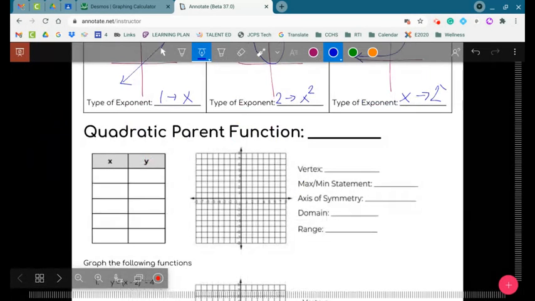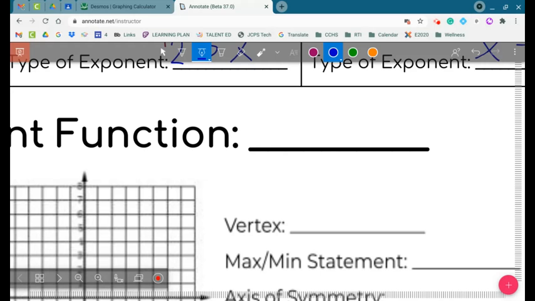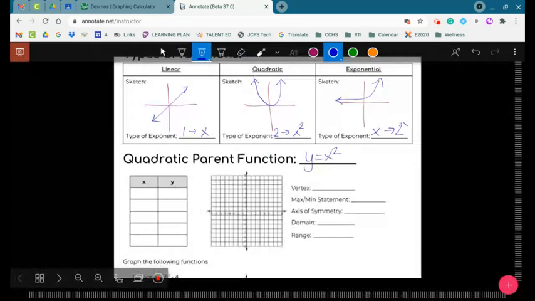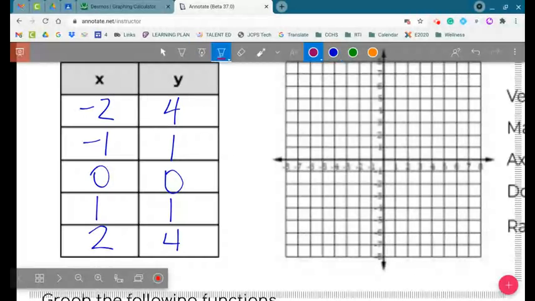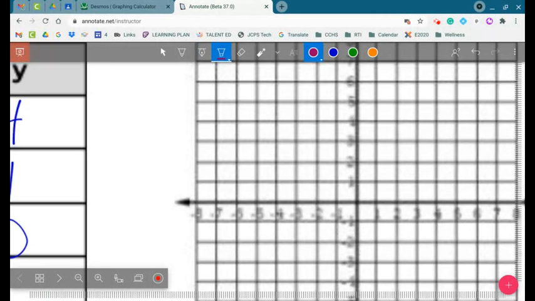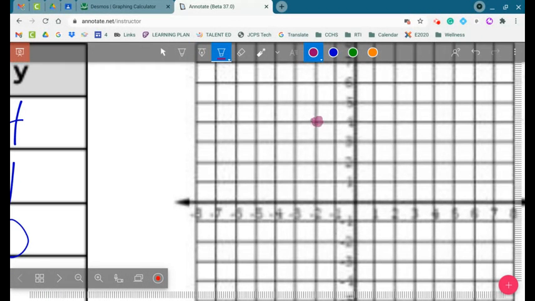Okay, so now let's go down and graph our parent function. Our parent function for quadratic is y equals x squared. For this, we're going to fill in our input-output table. So we have -2, -1, 0, 1, 2. If we square each of these, we get 4, 1, 0, and then back up to 1, 4. Then plot your points: -2, 4; -1, 1; 0, 0; 1, 1; and 2, 4. This is what it's going to look like.